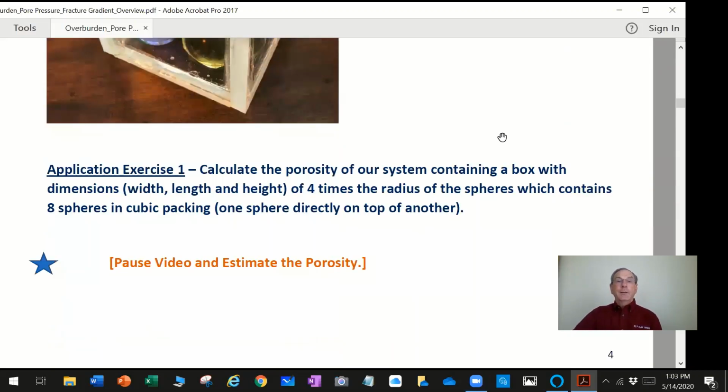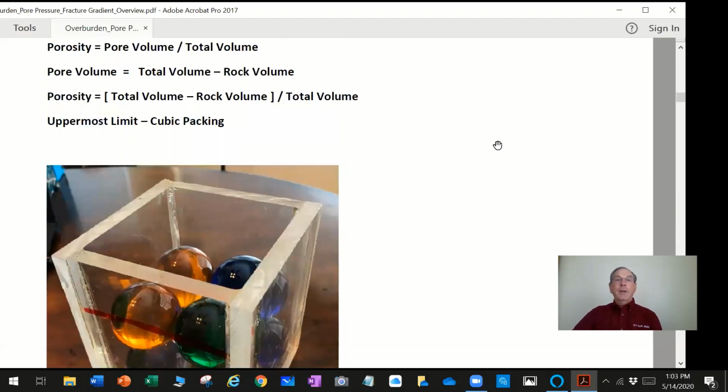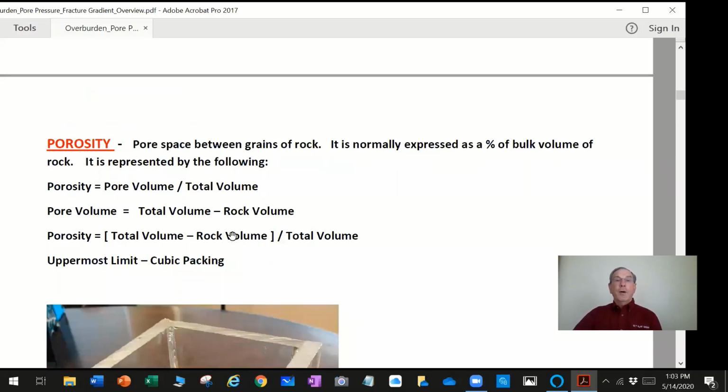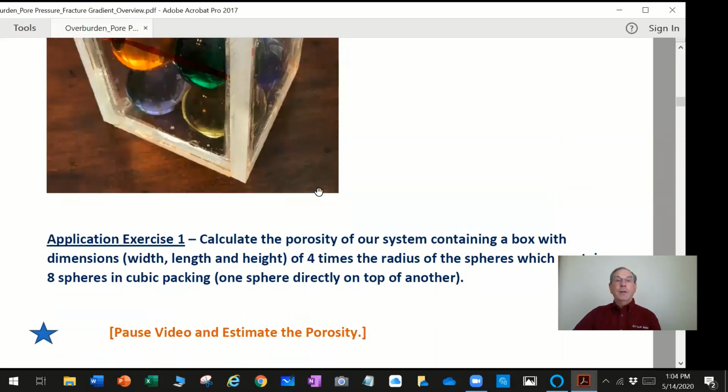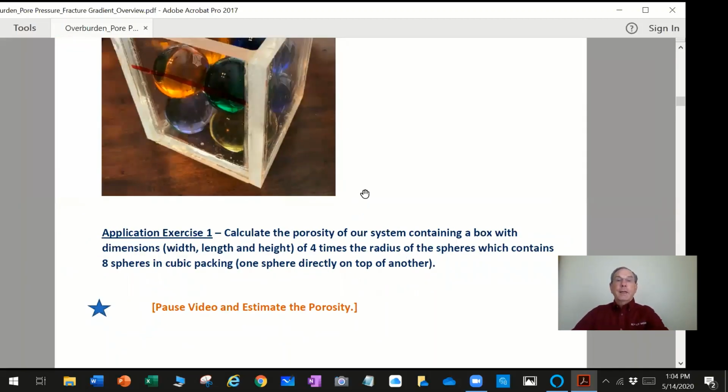So that's the first application exercise that we're going to do, based on these formulas that I've just described for porosity and the fact that for this system that I have created, the size of this box is 4 times the radius of these spheres, and it has 8 spheres in it. I would pause the video and see if you can calculate the porosity up to the red line there, based on 8 spheres in a box.